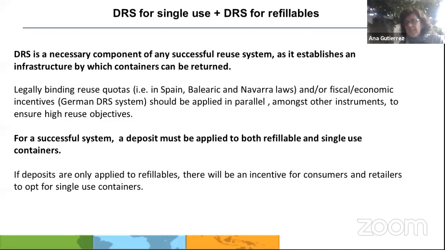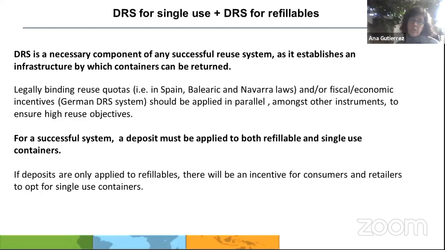So DRS is vital for a successful reuse system. It establishes a level playing field. If you only have refillables for one of the two, the field wouldn't be level, so we wouldn't have the promotion of refillables. In Navarra and in Baleares, we achieved legally binding reuse quotas, which really complements DRS. So in Navarra and Baleares, we will have a DRS for refillables and legally binding quotas.